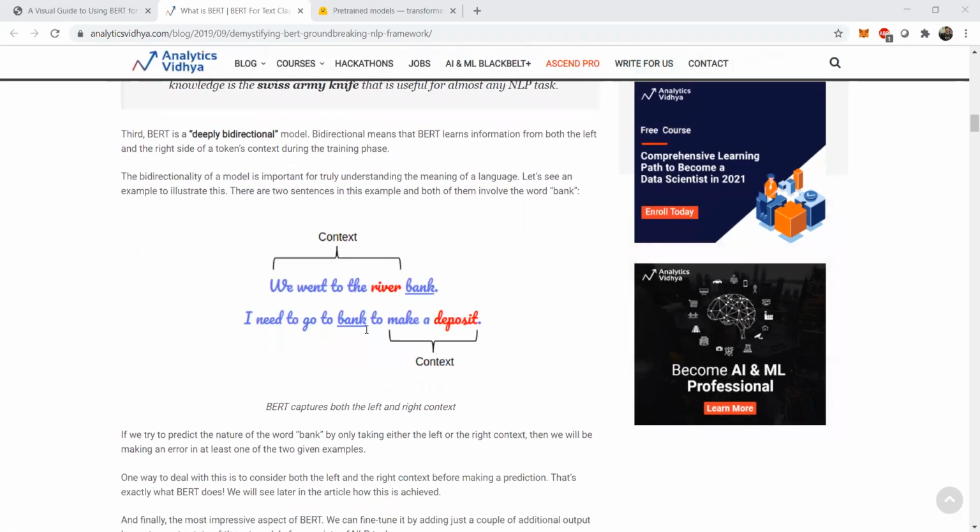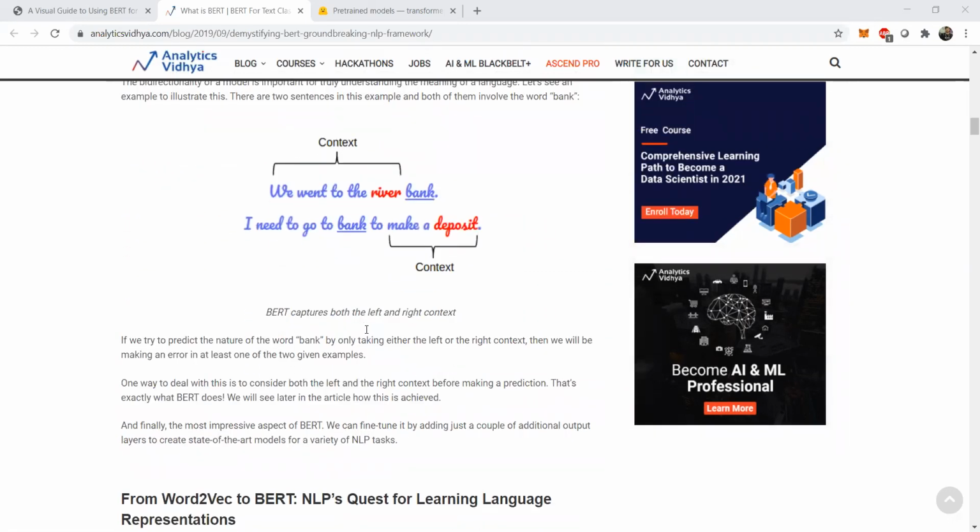So if you were to try to find out the context of this particular example that we see, we went to the river bank and I need to go to the bank to make a deposit. In this case, the word bank has two separate contexts. And when we use these two sentences in conjunction, the language model should be able to predict what the context is when bank is used in the first sentence, which is in the case of a river, and when it is used in the second sentence, that is when it is used in the sense of a financial organization.